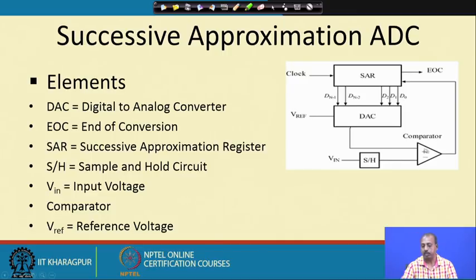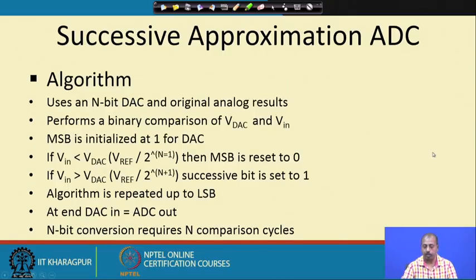that means this comparison output is high. If V in is less than V DAC, then the MSB is reset to 0. If V in is less, that means the voltage value we have guessed through this successive approximation register is higher than the V in value. So, as a result, in the digital count the MSB should not be 1. So, it should be 0. So, the MSB is reset to 0.